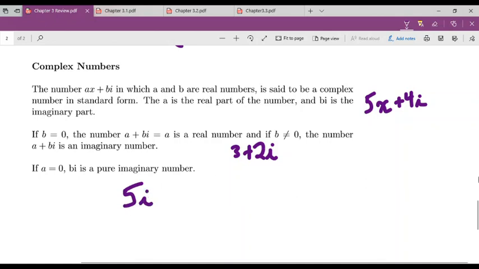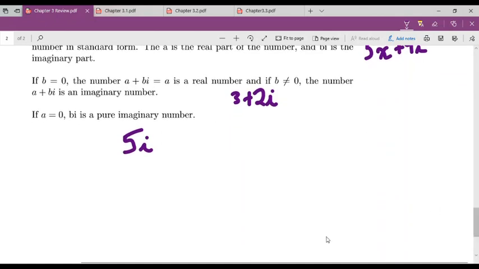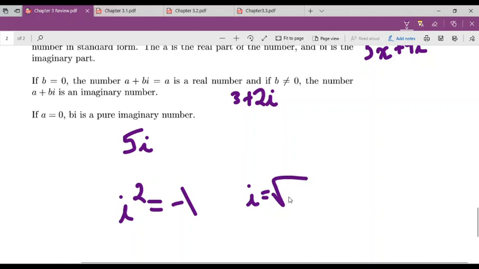Another thing that's often forgotten by people is that i squared is the same thing as negative 1. So i is actually just the square root of negative 1, which we know we can't take and get a real number, which is why we call it an imaginary number.